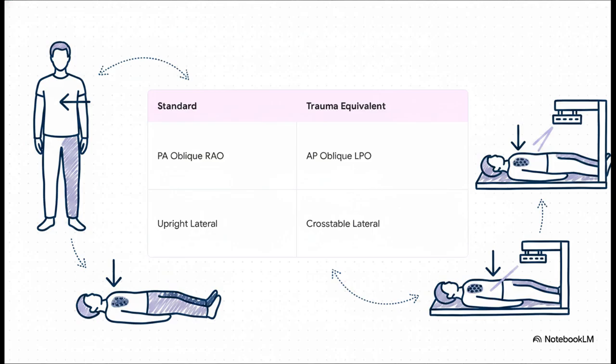The RAO simply maps over to an AP oblique in the LPO position. You're achieving the exact same anatomical clearance just from the front. And that upright lateral? It just becomes a cross-table lateral.